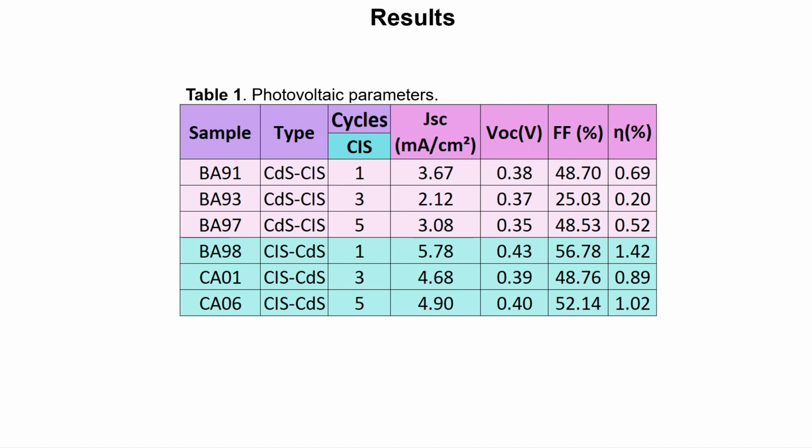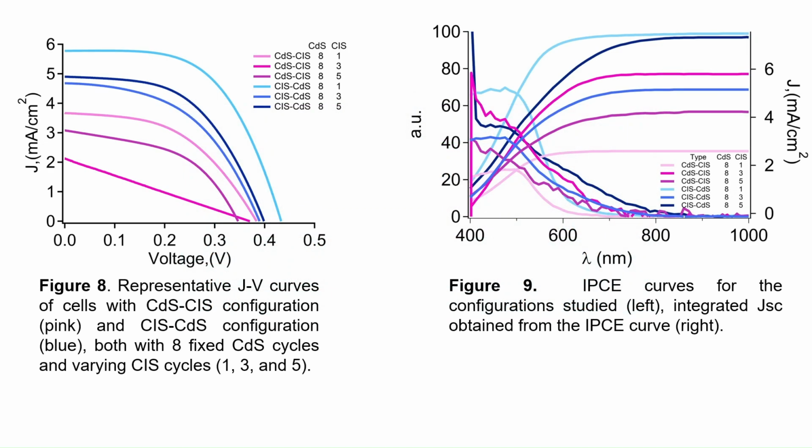For the CIS-CdS configuration, it is observed that just like the previous configuration, there is no linear behavior in these results, starting with the sample with one cycle of CIS in the current. When increasing to 3 cycles, it goes down, and when increasing to 5 cycles, it goes up again, as can be seen in Figure 8 of the JV curves, blue curves, where this inclination is seen in the line indicating shunt resistance due to leakage problems in the samples with 3 and 5 cycles, being the sample with one cycle the one with a higher current.